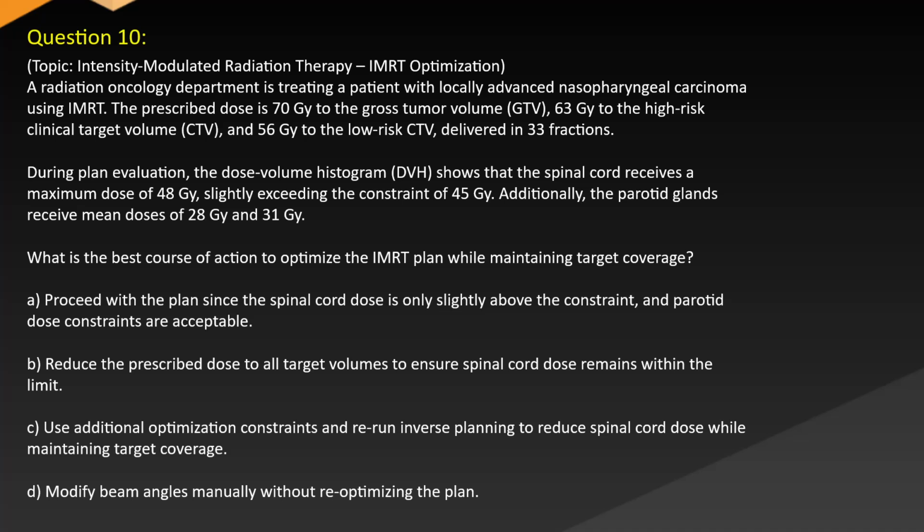What is the best course of action to optimize the IMRT plan while maintaining target coverage? A. Proceed with the plan since the spinal cord dose is only slightly above the constraint and parotid dose constraints are acceptable. B. Reduce the prescribed dose to all target volumes to ensure spinal cord dose remains within the limit. C. Use additional optimization constraints and rerun inverse planning to reduce spinal cord dose while maintaining target coverage. D. Modify beam angles manually without re-optimizing the plan.